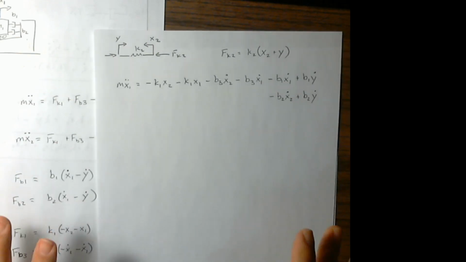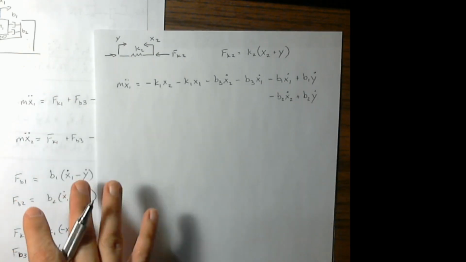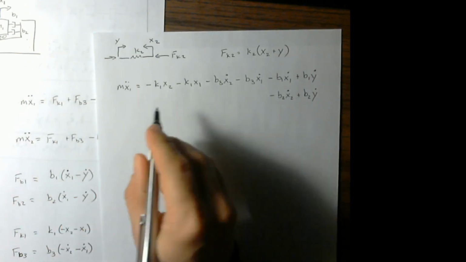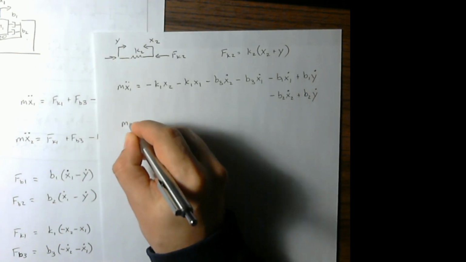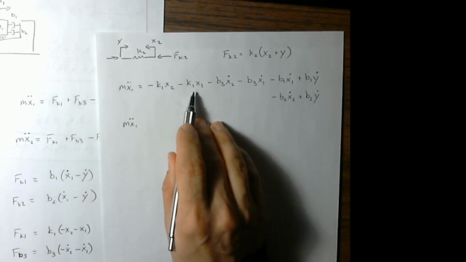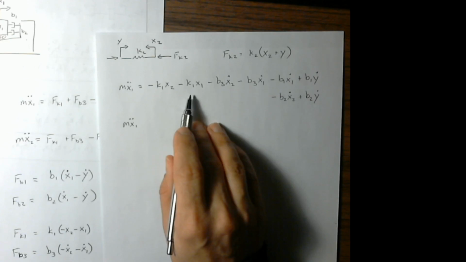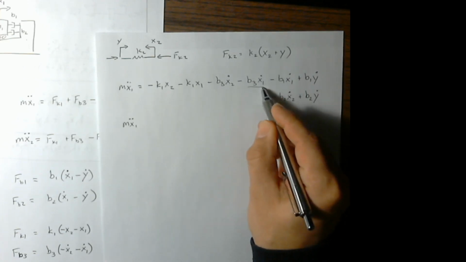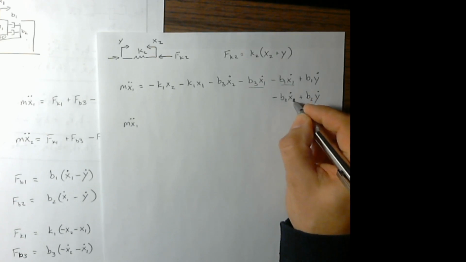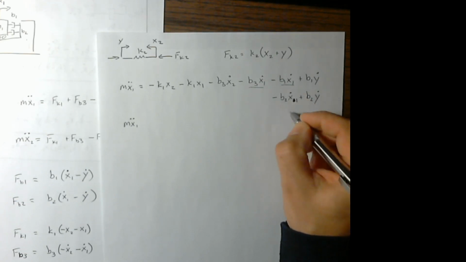Why don't I go ahead and group it so that all the x1s are on the same side. Once we do that, we can actually start to check to see if we believe our answer or not. All right, so let's do that. M x1 double dot. Now let's group up all the x1 dots. I see 1, 2. Only 2. Oh, it's because I made a mistake here. That shouldn't be x2. That should be x1. Oops.